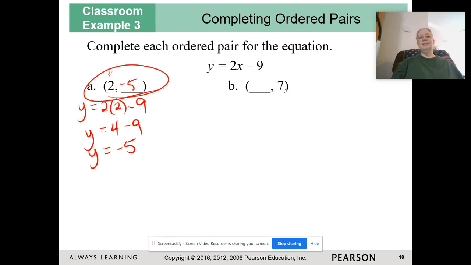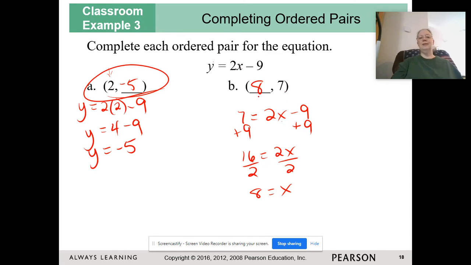Same thing here, only this time I have the y value instead of the x value, which is perfectly fine. We're just going to take this number and replace our y, and then solve for x this time. So we're going to add 9. And 2 times x, opposite of multiply is divide, and I get x is equal to 8.